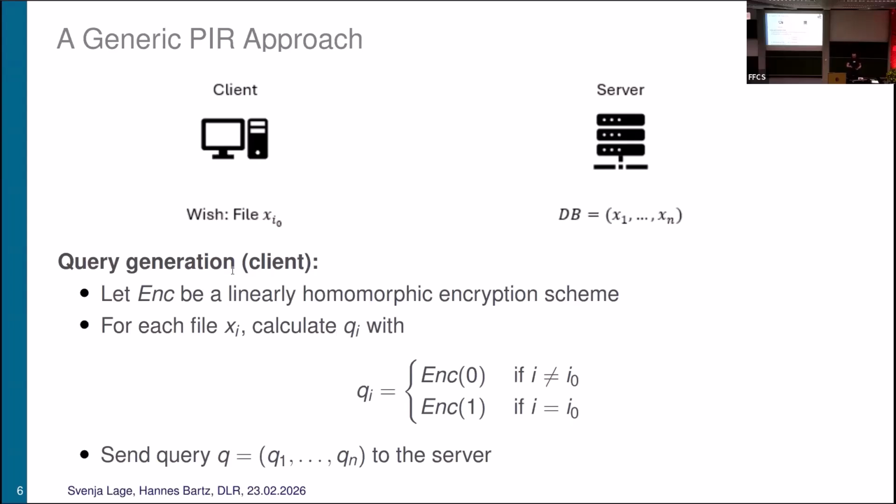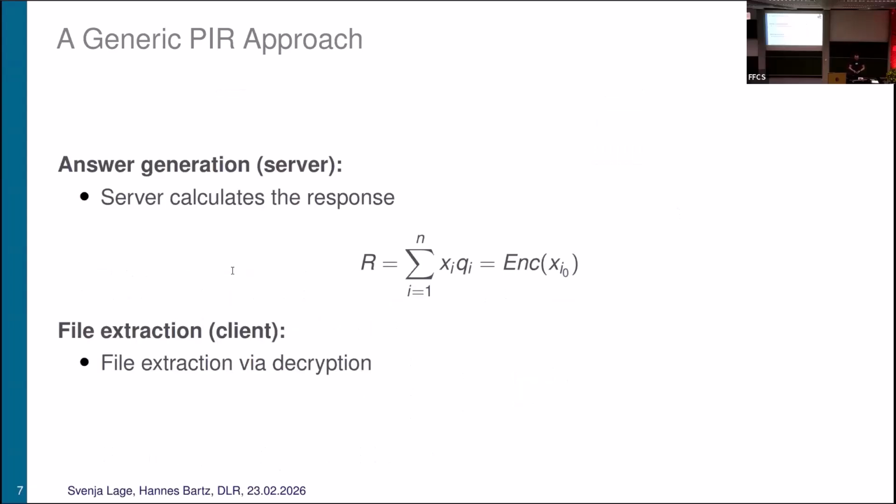And then we send this query to the server, and it generates an answer, which is basically just the sum of the products of the x_i and the q_i, which in the end is the encryption of the file that I desired. And so at the client, I can simply recover the file by decrypting it.